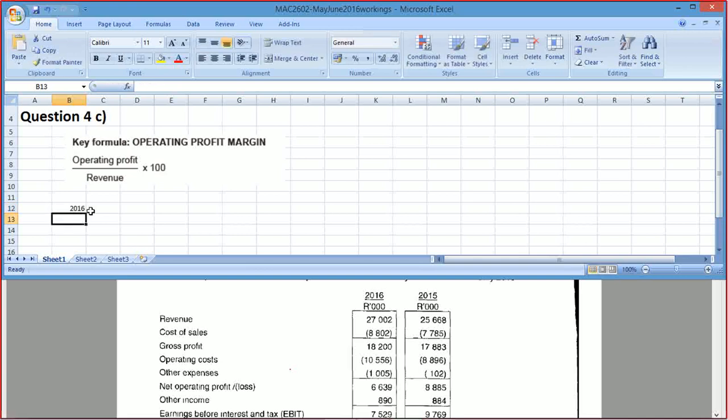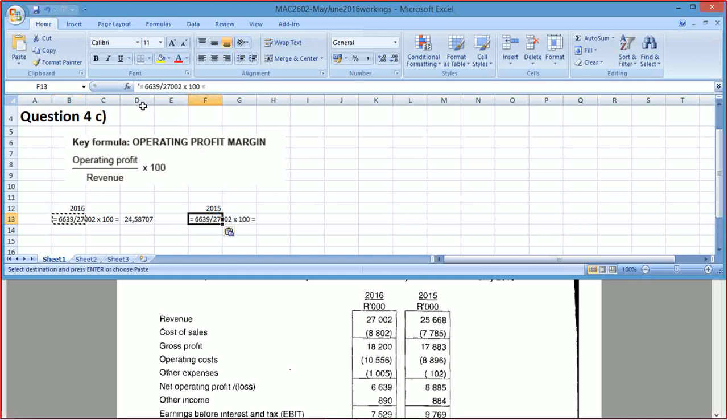Okay, so 2015, 2016. 2016's formula is going to be operating profit 6639 divided by 27002, times 100, equals 27.59. I got 24.58. Did you work it out correctly? I believe so. So let me just try again.